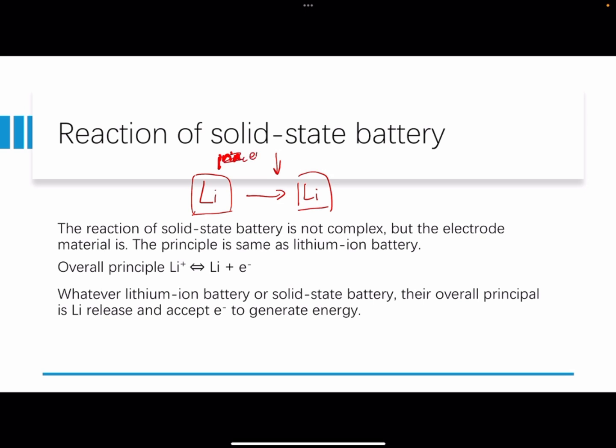That's the energy stored in the lithium going away, and then in the form of electrons, and then you get the energy in the box, and then the lithium without any energy is stored in another box. And whether lithium-ion battery or solid state battery, their overall principle is that Li releases and accepts electrons to generate energy.